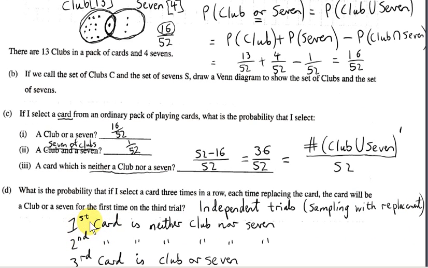So this is the situation. For the first trial, we want the card to be neither a club nor a 7. What's the probability of that? Well, that was answered in C part 3. We got 36 over 52. For the second trial, we want the card to be neither a club nor a 7. We're dealing with independent trials, so the probability that the second card is neither club nor 7 is also 36 over 52. For the third trial, we want the card to be a club or a 7, and we've calculated that probability already. It is 16 over 52.